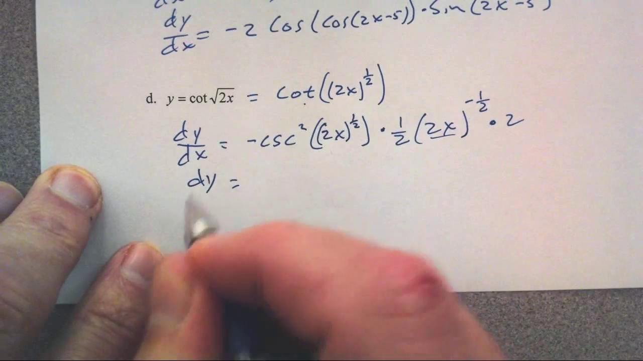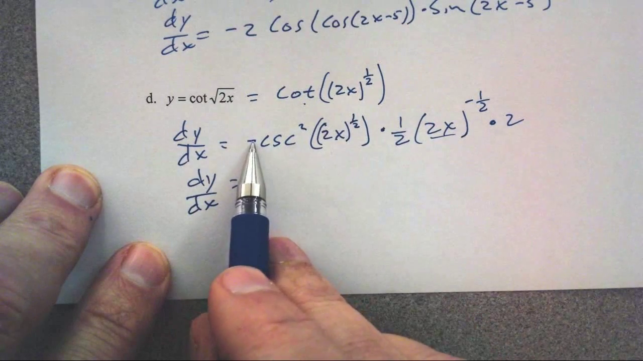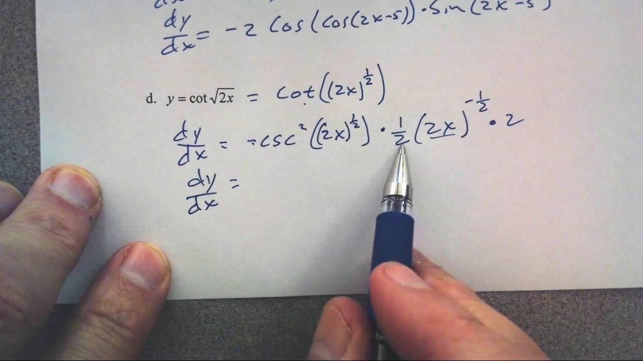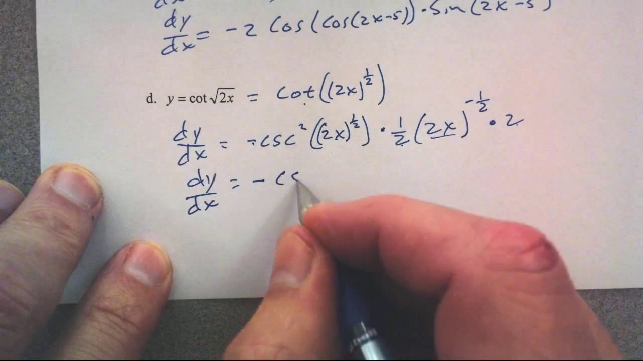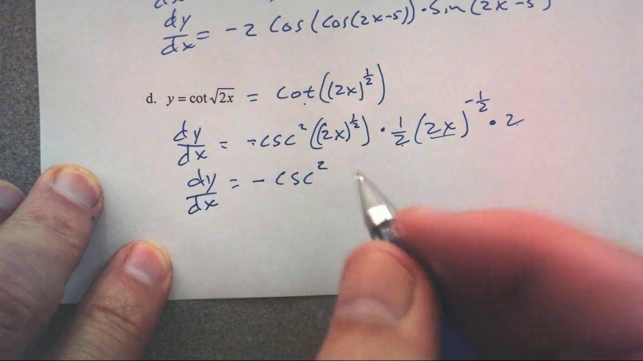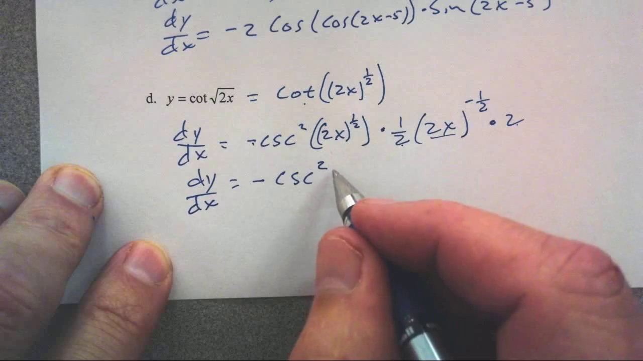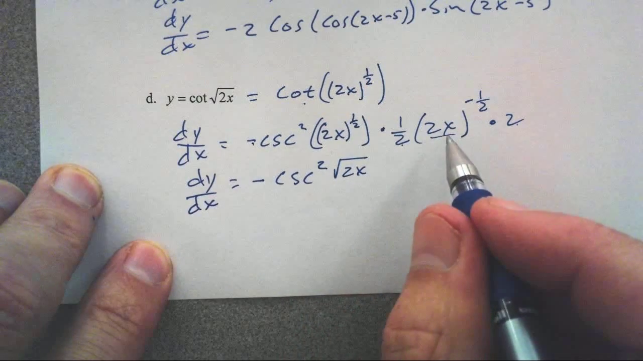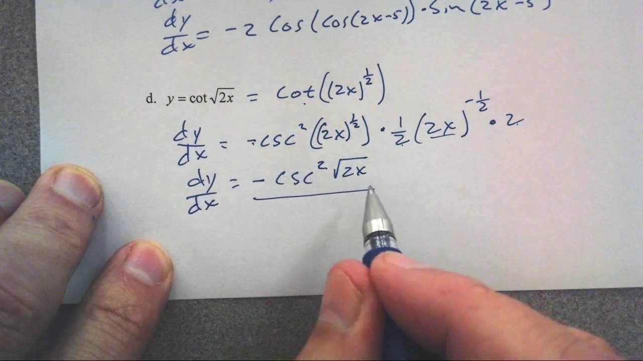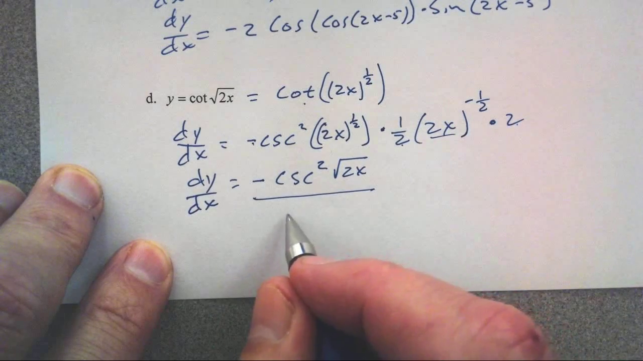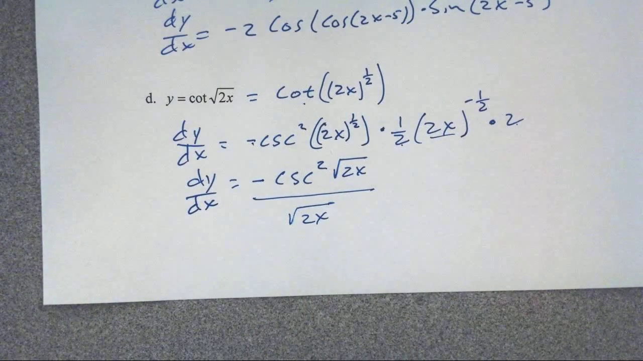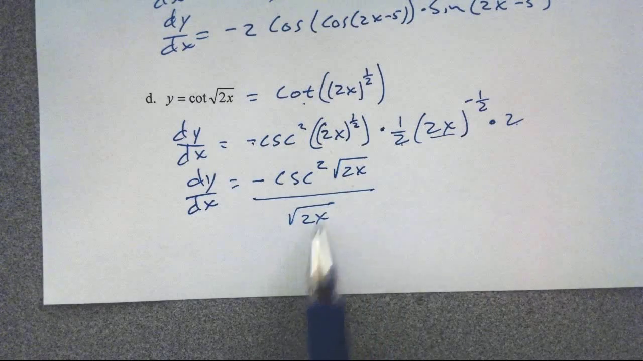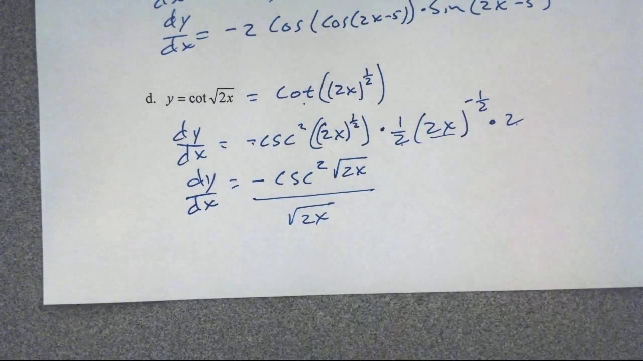Let's see what we've got. dy dx. Let's look for constants. Negative 1 times 1/2 times 2, negative 1. I've got cosecant squared. Maybe I'll write this as square root of 2x now, all over square root of 2x. Can we cancel those square root of 2x's? You better not. This is in a function. This is a factor, but this is not a factor. It's in a function.